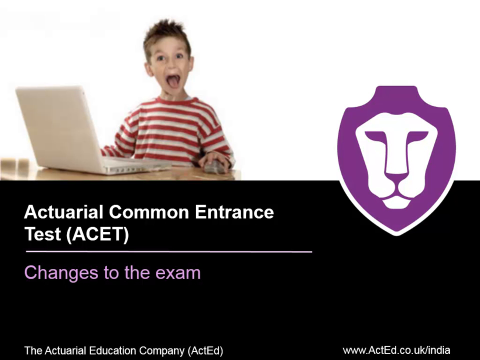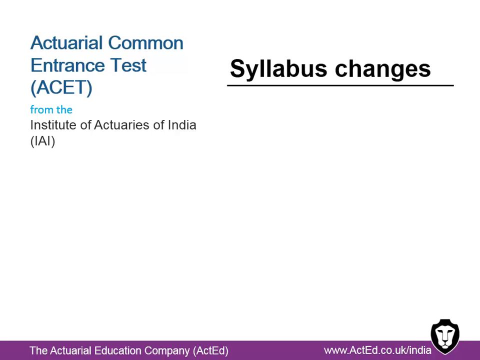The ACET syllabus used to cover just two areas: mathematics, which was based on our Foundation Actuarial course, or FAC for short, and included calculations, algebra, numerical methods, calculus, vectors, and matrices. It also used to cover statistics, which was based on our stats pack and included statistical diagrams and calculations, probability, discrete distributions, continuous distributions, and correlation and regression.